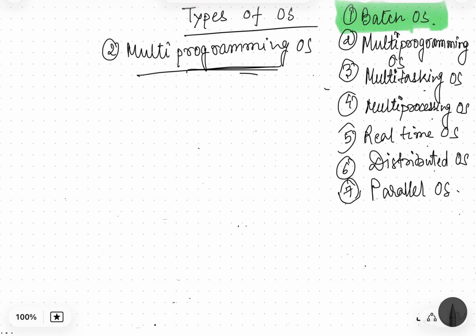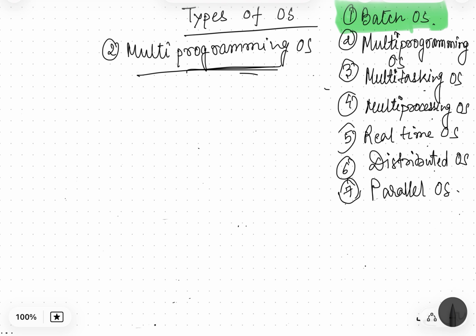Hello everyone. So we are again back with the types of OS. We have already covered the first type of OS, that is your batch processing OS. If you haven't seen that video, I'll attach the link of that video with this one so that you can go and see that and then come back for the second type of OS, that is multiprogramming OS.